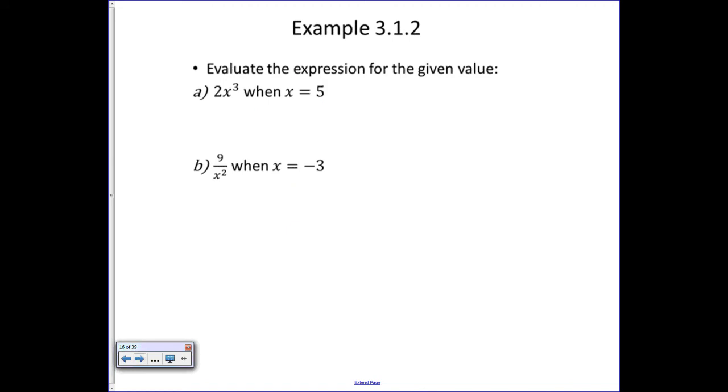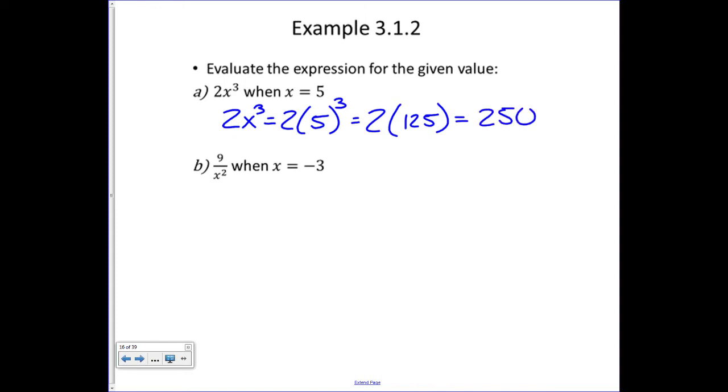So let's evaluate some more expressions, but now we're going to be given them in terms of algebraic expressions with x's and y's and such. And we're just going to plug in numbers. So we want to evaluate 2 times x cubed when x is equal to 5. Well, that's 2 times, we're going to replace x with 5. Remember exponents before multiplication. 5 to the 3rd power is just 5 times 5 times 5, or 125, and then 2 times 125 is 250. Remember to always do your exponents before you multiply.